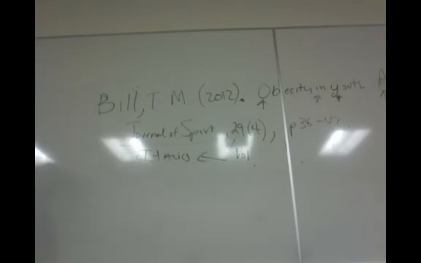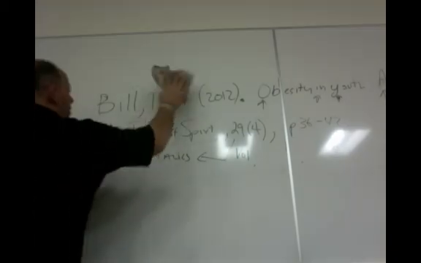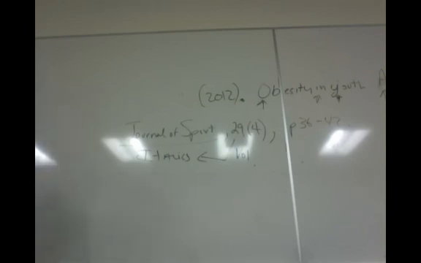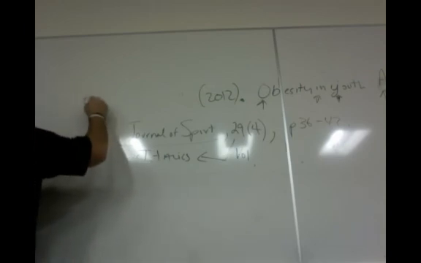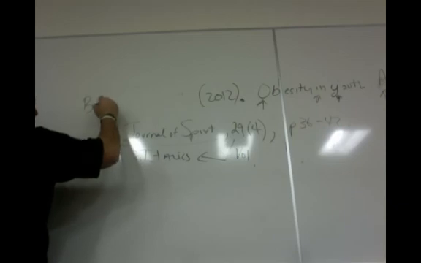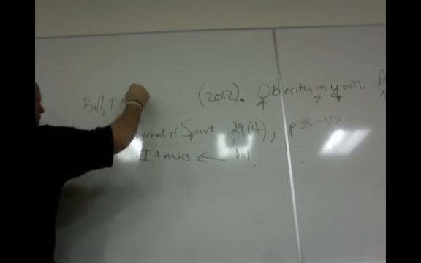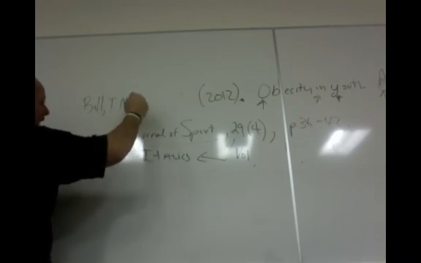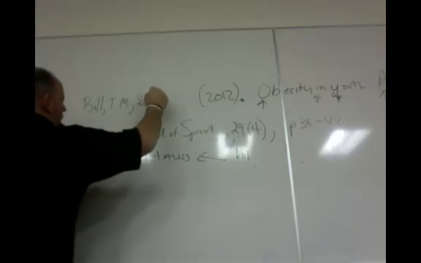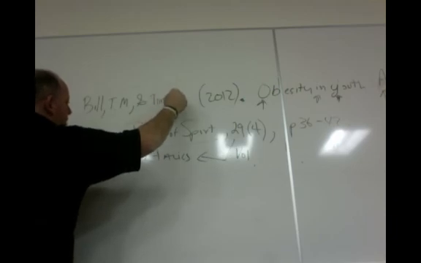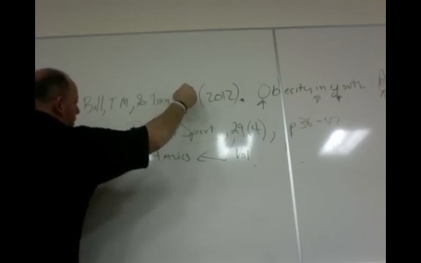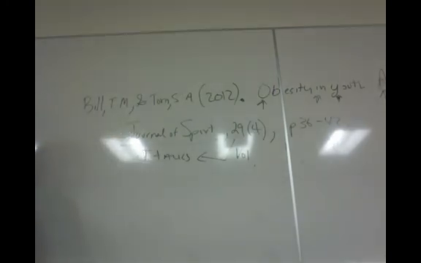That's it. Now, the changes wouldn't change anything other than the authors. So, we have 2 authors now. Bill, comma, T space M period, comma, and then this time it would be ampersand, Tom, comma, S period, A period. No comma at the end.